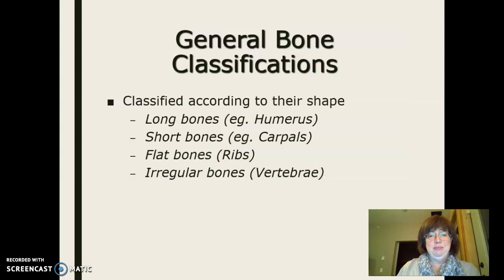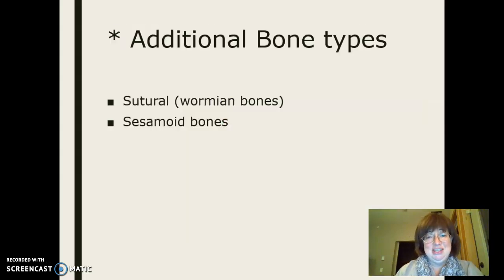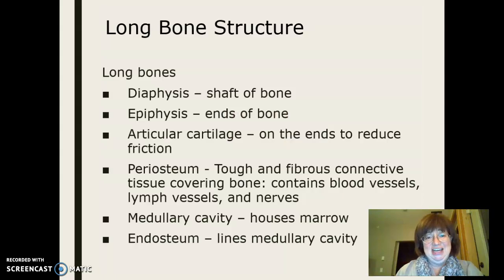Now, when you look at bones, they're classified based on shape, and I just want you to be aware that they're classified based on shape. You don't need to go into detail on this, so you can have a look at it if you wish.